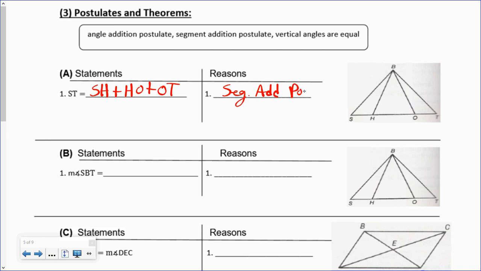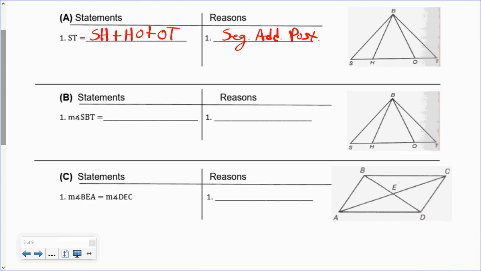Told you guys when we learned that, it comes back in proofs. And that's how you would use it. You would take a full length of a segment and you chop it up into pieces, add them together, get the whole thing. We use that a lot too. Same thing for angles. For this next one, I could say that angle SVT is this angle, SVH plus HVO plus OVT. The full angle is equal to all the small ones added together. That's by the angle addition postulate.